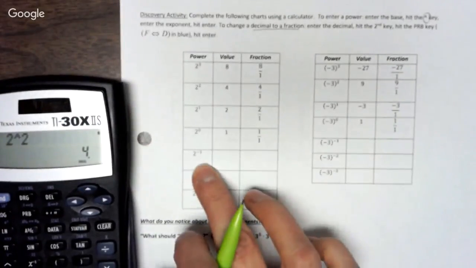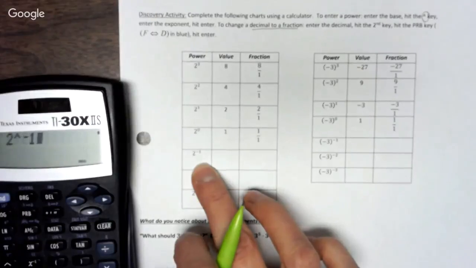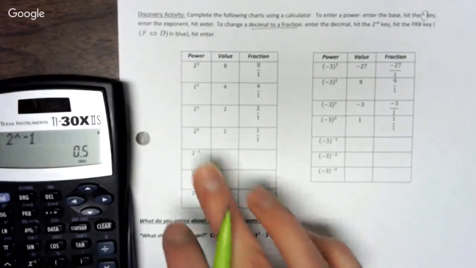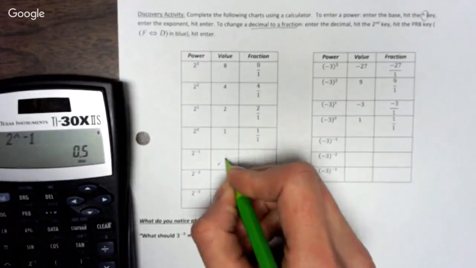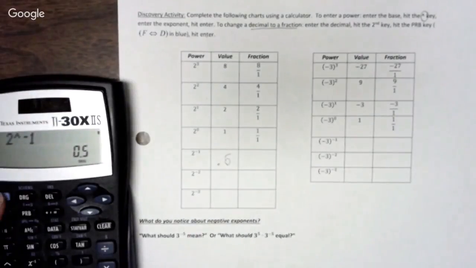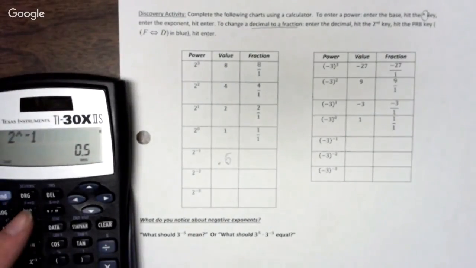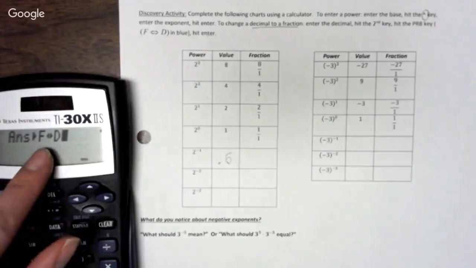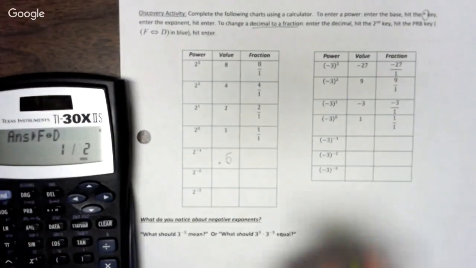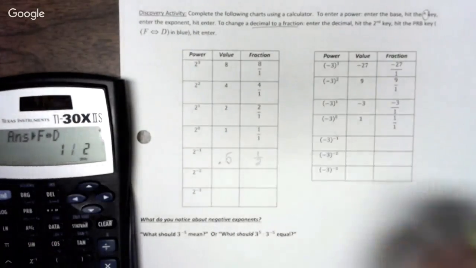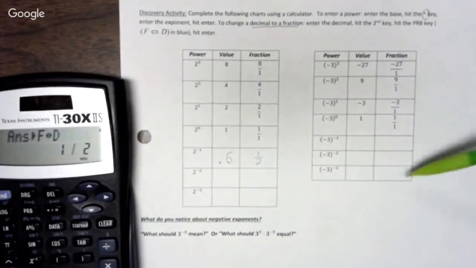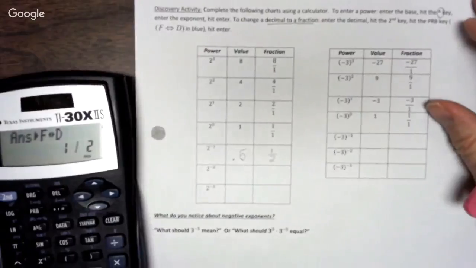So let's go to these. We have 2 to the negative first. When you do that, you get 0.5, but I want it in fraction form. So you're going to hit second, PRB, which then says fraction to decimal, and you're going to hit enter, which is 1/2. You're going to do that for the rest of these, and please go on to the next chart. Do that for both charts, entering them from your calculator.